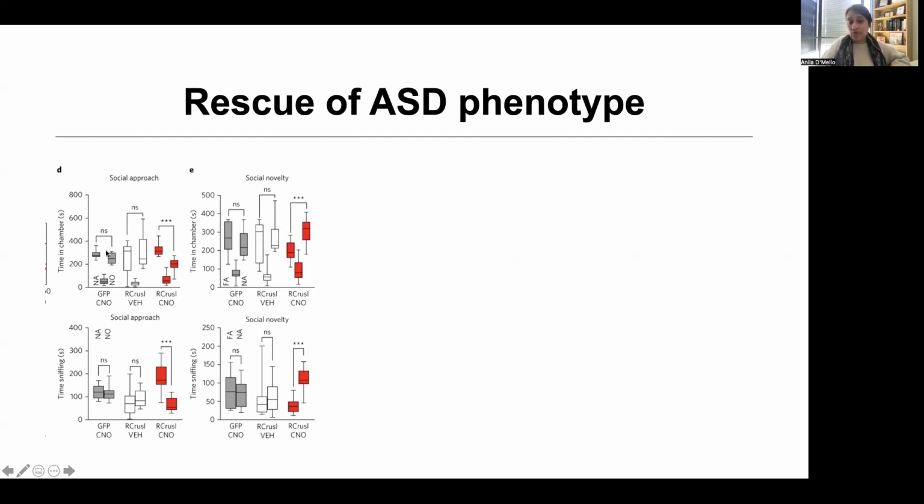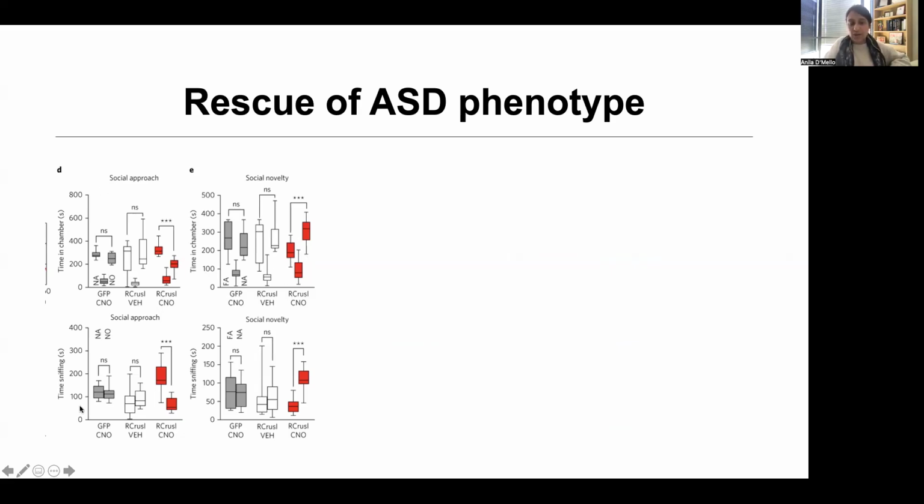So now if you do social approach, I should mention, these are the TSC1 mutant mice, with TSC expressed primarily in Purkinje cells specifically. The mutant mouse shows no preference for the novel animal over the novel object. But when you administer CNO, exciting Wright-Kruse-1, you all of a sudden see a rescue of behavior where you recapitulate the wild type behavior. So now they're interested in the novel animal, and not as interested in the novel object.